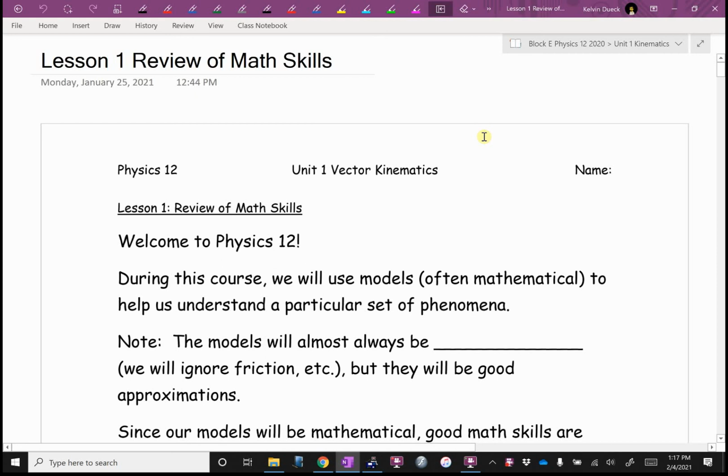Ladies and gentlemen, welcome to Physics 12. During this course, we're going to use models, often mathematical, to help us understand a particular set of phenomena. But as I mentioned last year, Owen, I need to point out that this year, almost everything that I teach you is going to be wrong.